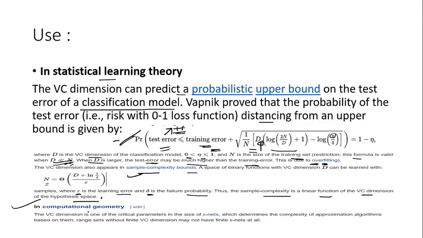In computational geometry also there is a use. VC dimension is one of the critical parameters in the size of epsilon nets, which determine the complexity of approximation algorithms based on them. A range set without finite VC dimension may not have a finite epsilon net at all. So these are two solid uses of the Vapnik dimension.